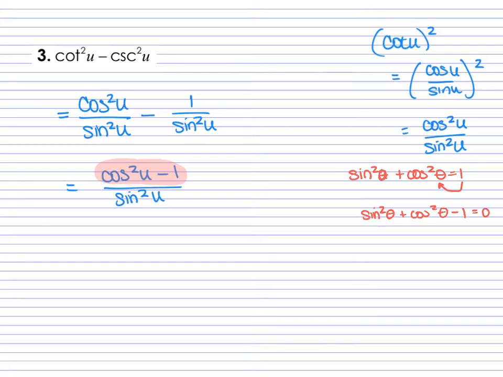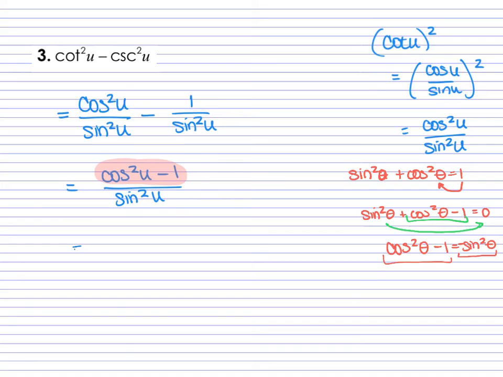What I'm looking for is just this cosine squared of theta minus 1, so I'm going to move the sine squared over to the other side. That leaves me with the cosine squared of theta minus 1 equals negative sine squared of theta, because I'm going to subtract sine squared theta from both sides. So now I can substitute in negative sine squared theta for the cosine squared of theta minus 1, which is what we have, or cosine squared u minus 1.